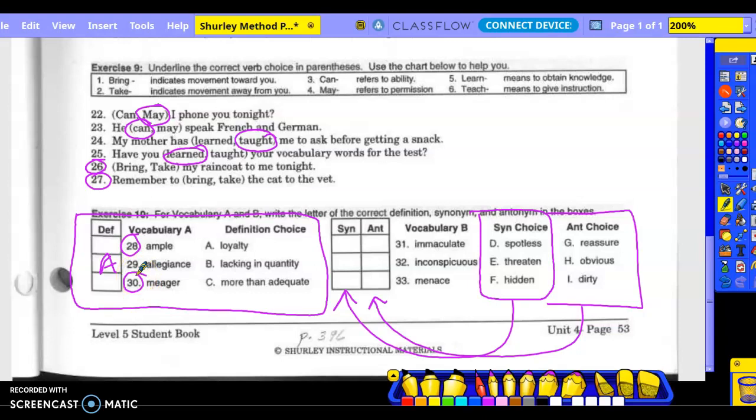What's the synonym for immaculate? So using this first column, what's the synonym? D, E, or F? D. Spotless, right? Okay, and then mark them off as you use them so you know you did. 31, immaculate. What's the antonym? D, H, or I? I, dirty. So you guys are going to do 32 and 33 for homework.